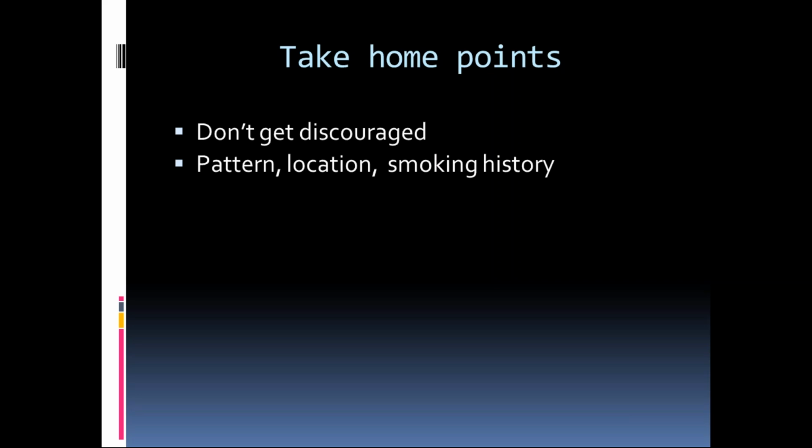Just like we were talking about at the very beginning of the lecture, if you can nail down a pattern, if you can take a look at the location, is it subpleural? Is it basilar and peripheral? Is it predominantly upper lobe? That will help you narrow down your differential as far as what's going on. And always take a look at the smoking history, because there are different things that are predominantly smoking-related disease and other ones that aren't.